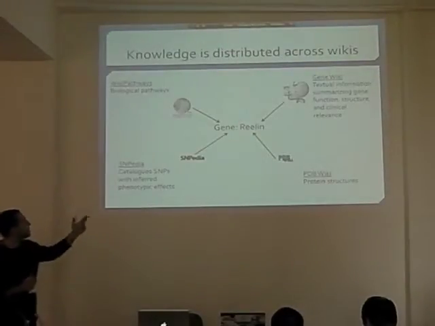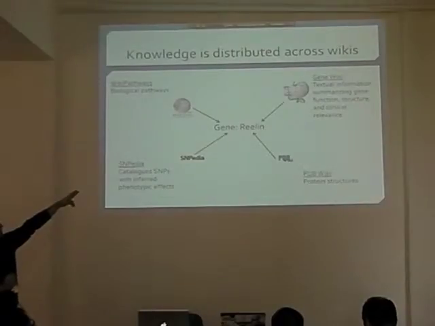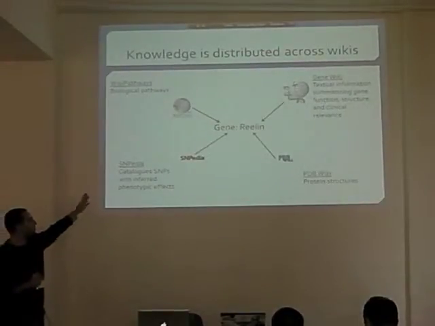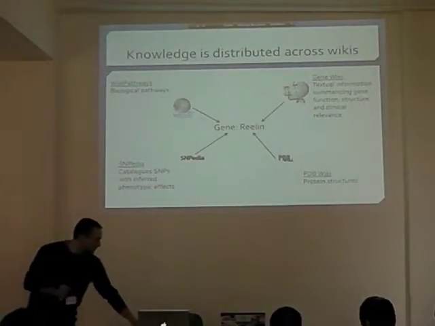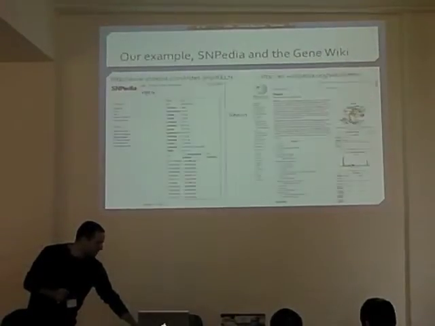So, for instance, if you have a gene, you get information about the gene and its clinical relevance on GeneWiki. You have information about human variation on SNPedia, then pathways and structures. But how can you gather this information together and make it useful eventually?